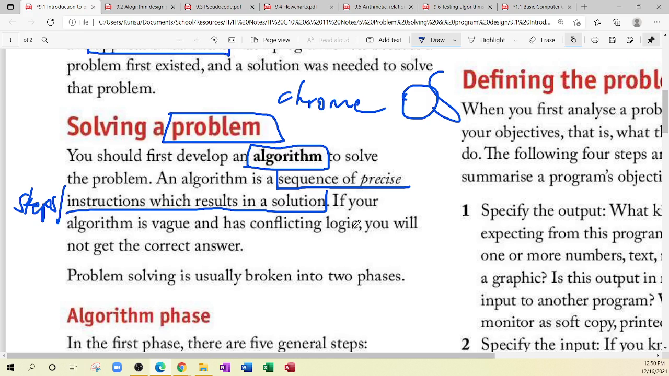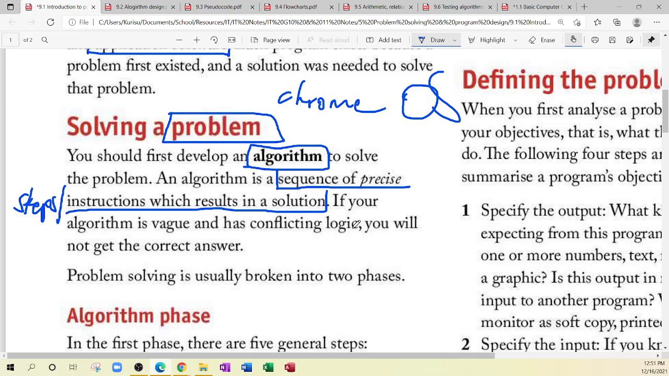Now, say for instance, there's only ingredients in your home. There is no final food product. What would be the solution? Make something to eat. It's that simple. So, the problem is that you're hungry. What is the solution? Make something to eat.